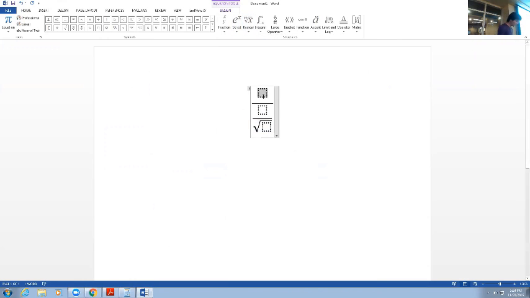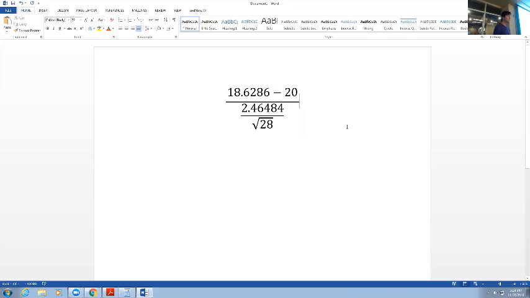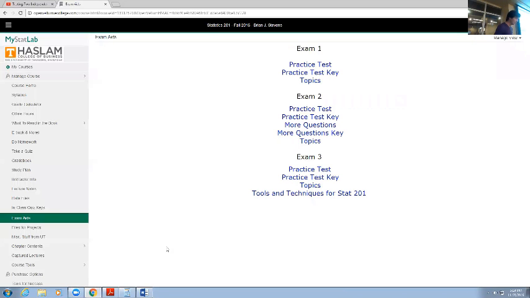And now, does anyone have the 18 point, go ahead and tell me this. 2.6286 over standard deviation 2.46484 divided by the square root. So we have y bar minus mu naught over s over square root of n. Does that make sense right there? There is our equation.